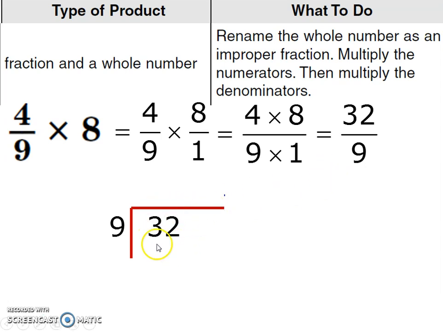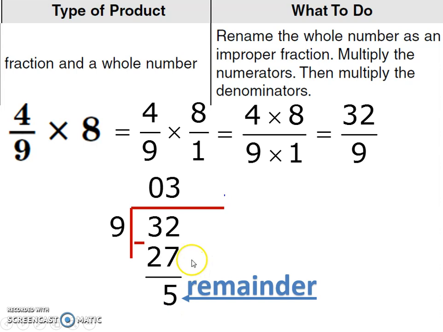32 goes in and 9 goes out. 9 goes into 3 0 times. 9 goes into 32 3 times. 9 times 3 is 27. 32 minus 27 is 5. Your remainder is 5. To make the fraction next to your whole number, your remainder of 5 will be your numerator, and your divisor of 9 will be your denominator. So the answer is 3 5/9.